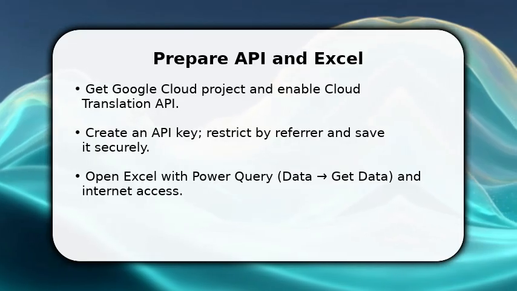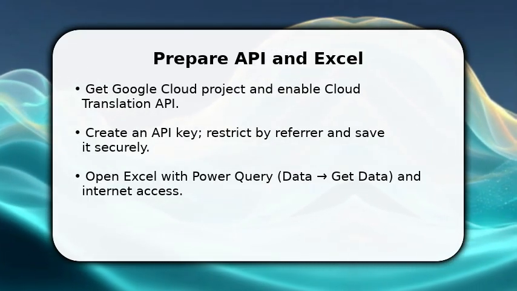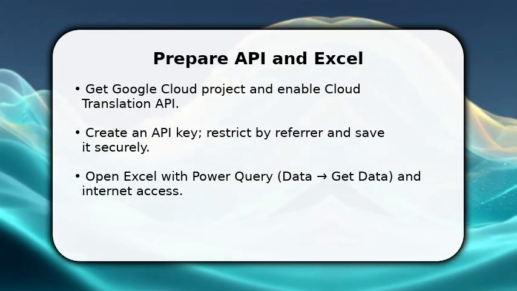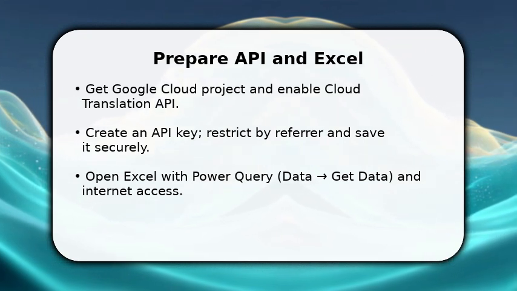Next, open Excel and confirm you have Power Query, Data > Get Data. Now you're ready to call the API from Excel. Don't delay on minor settings. We'll use the key in a query to translate cells directly.